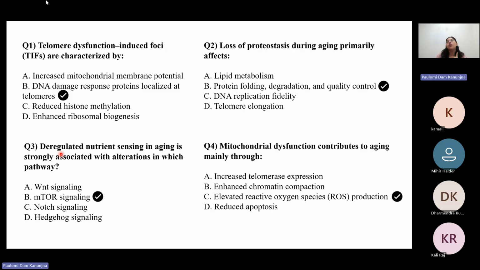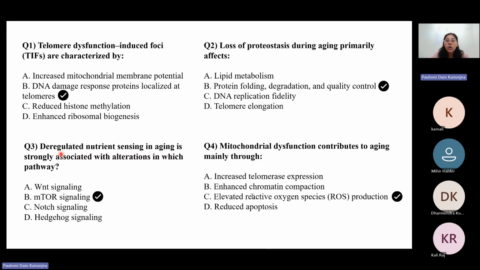So here we are talking about aging. Telomere dysfunction induced foci are enriched with proteins which are responding to DNA damage. So when you have DNA damage proteins, the cell basically enters senescence, right? And what are these proteins? These are something called gamma H2AX, which are associated with the centromeres or the histone proteins, and a different kind of proteins which are found around the telomeres, right?